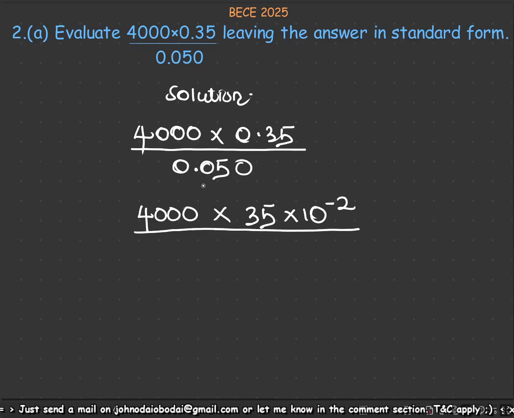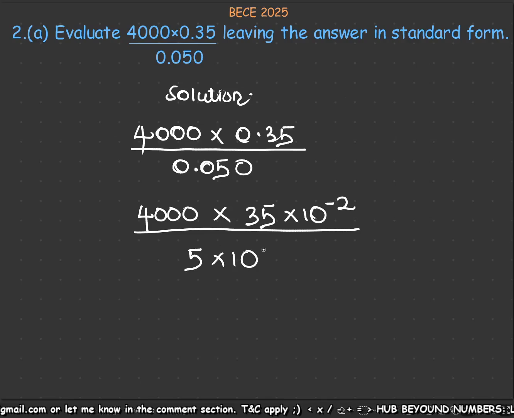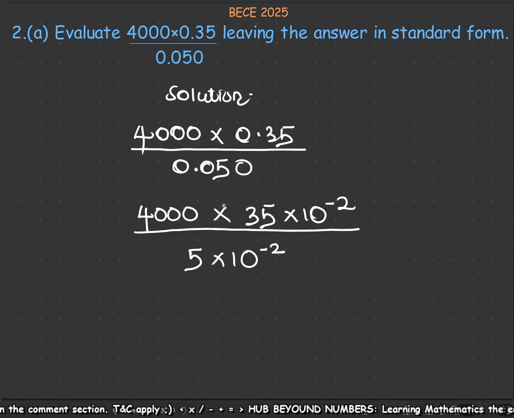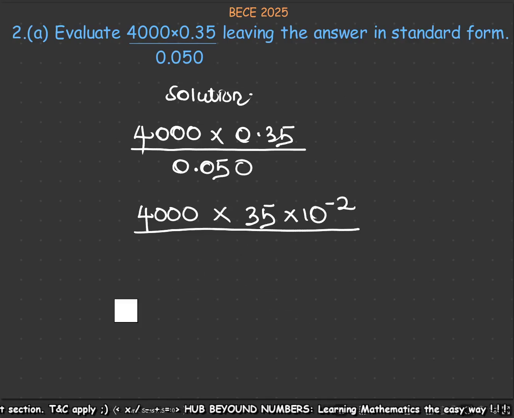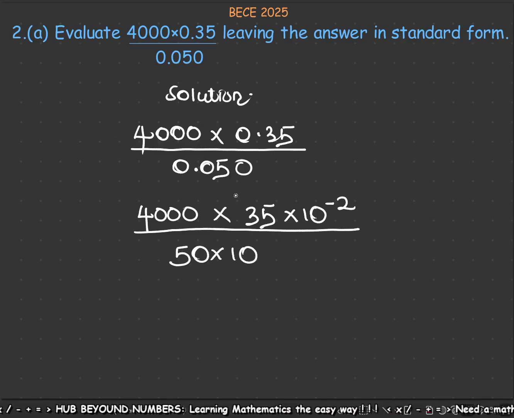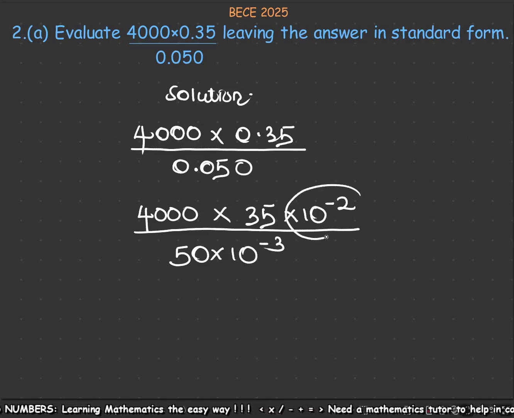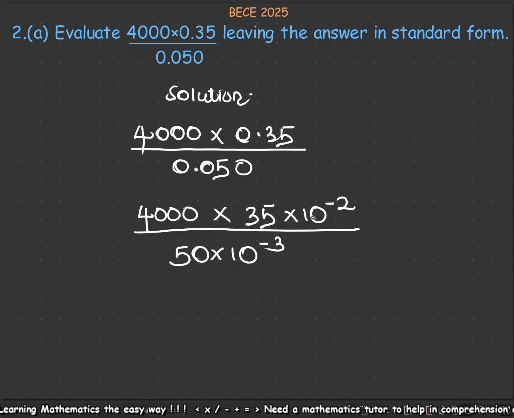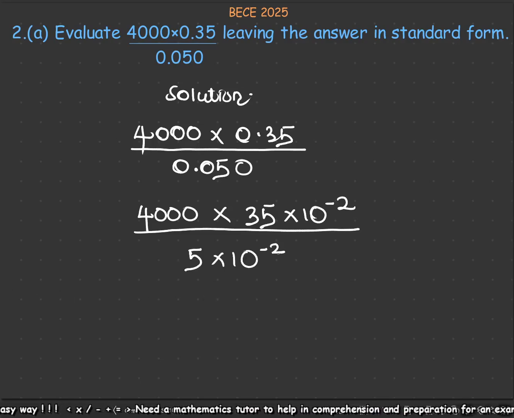If I rewrite that, I can write it as 5 times 10 to the power negative 2. I'm not including this 0 because it is insignificant. If you would want to include it, you can rewrite it as 50 times 10 to the power 1, 2, 3, so negative 3. So they are all fine. But because of this negative 2 here, I just want to make them look similar. Hence, let's just revert to what I wrote earlier: 5 times 10 to the power negative 2.